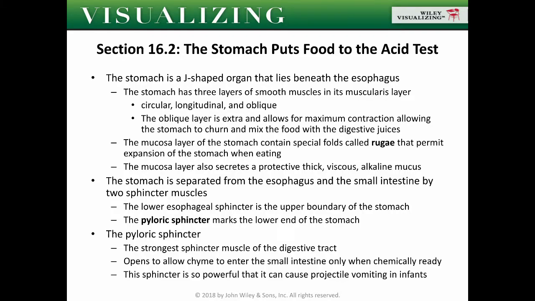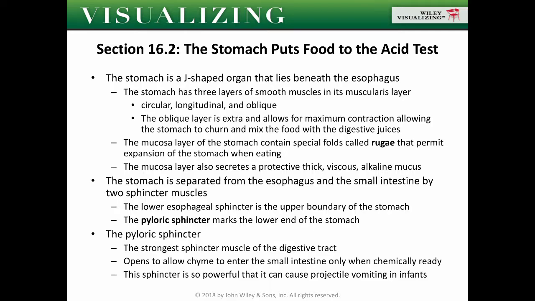So the stomach puts food to the acid test. The stomach is a J-shaped organ that lies beneath the esophagus. It has 3 layers of smooth muscle in its muscularis layer: circular, longitudinal, and oblique. The oblique layer is extra and allows for maximum contraction, allowing the stomach to churn and mix the food with digestive juices. The mucosa layer of the stomach contains special folds called the rugae that permit expansion of the stomach while we eat.